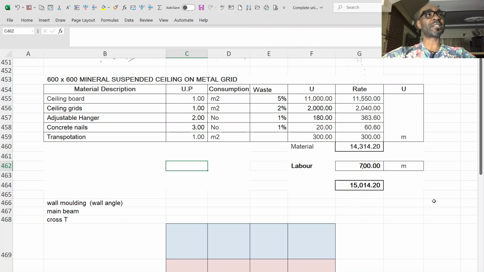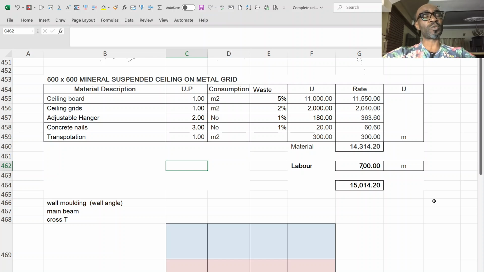The components that make up these grids are divided into four. We have the wall angle, which the producer refers to as the wall molding, but on site, the common name is the wall angle. Then you have the main beam, then the 1.2 meter cross T and the 600 cross T.